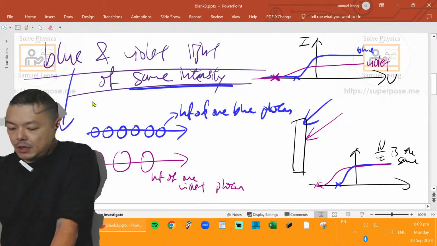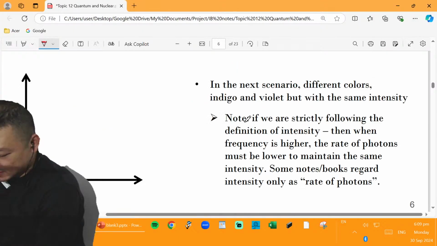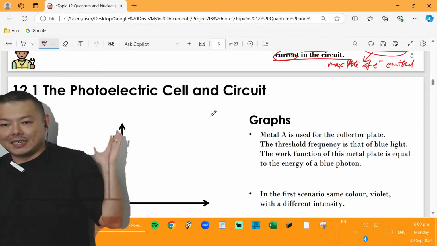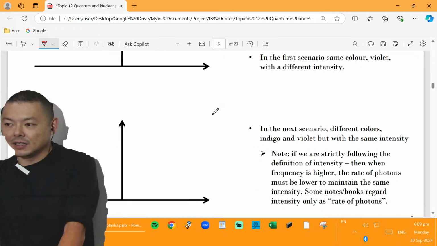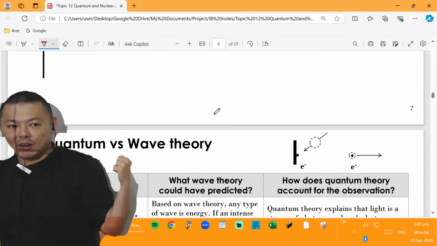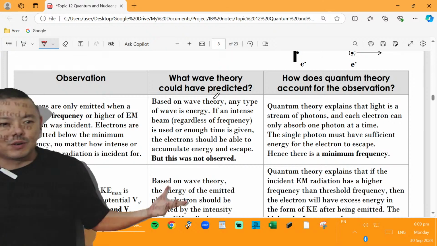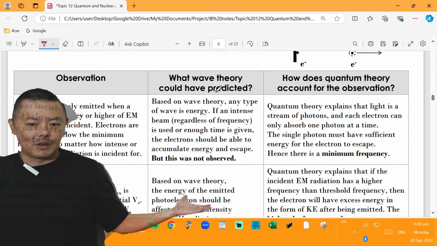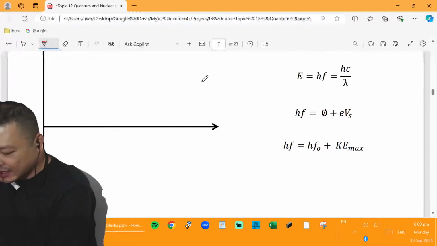So we are done with the basics here. We've gone all the way to the graphs already. For the photoelectric effect, there's only two more things left: this graph as well as the relationships here. I'll just tell you what the relationships are. There's a lot of words there, you're probably glazing over already. But let's do this graph first.